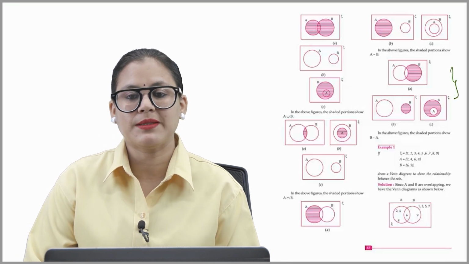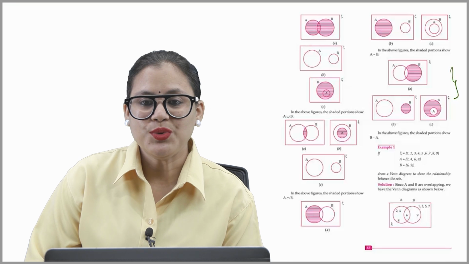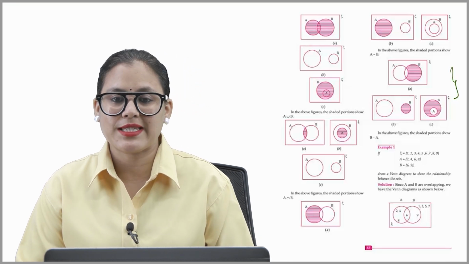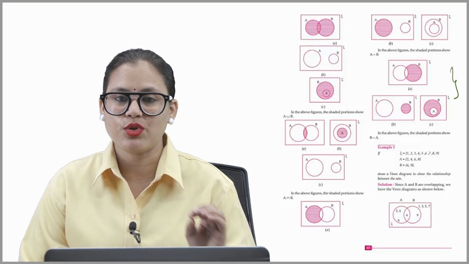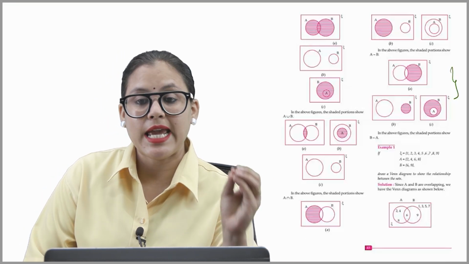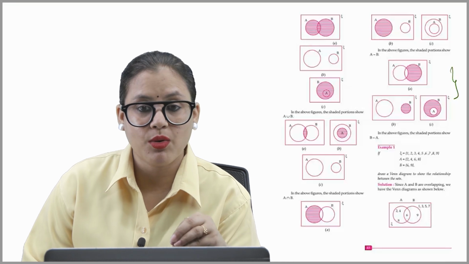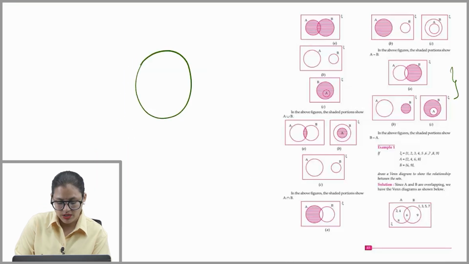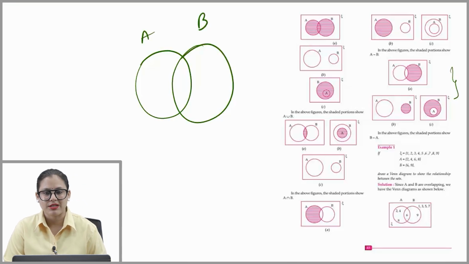Okay. Example: epsilon is {1, 2, 3, 4, 5, 6, 7, 8, 9} and A is equal to {2, 4, 6, 8} and B is equal to {6, 9}. So we have to draw a Venn diagram to show the relationship between the sets. Since A and B are overlapping, we have the Venn diagram as follows. A and B, these two are overlapping sets.